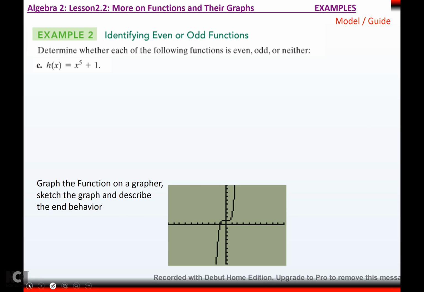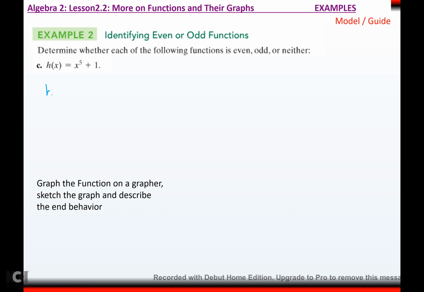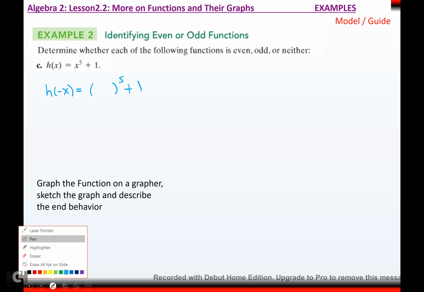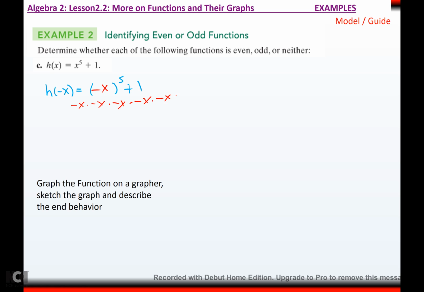Alright, so let's do this one. If I find h of negative x, I get (negative x) to the 5th plus 1. Replace the x with negative x and simplify. This is negative x times negative x times negative x times negative x times negative x, plus 1. This is x squared, times negative x is negative x cubed, times negative x is positive x to the 4th, times negative x is negative x to the 5th. And the plus 1 comes down. There's my h of negative x.